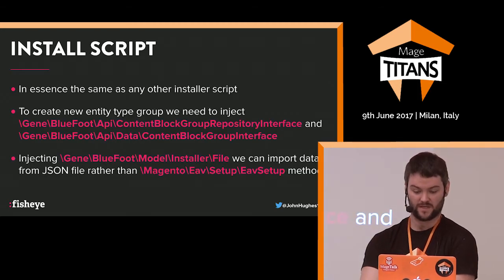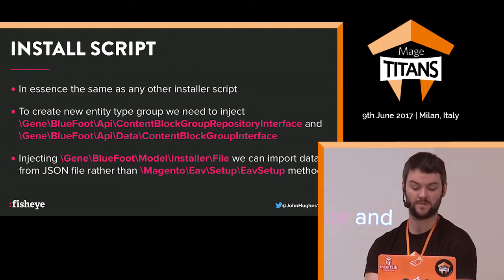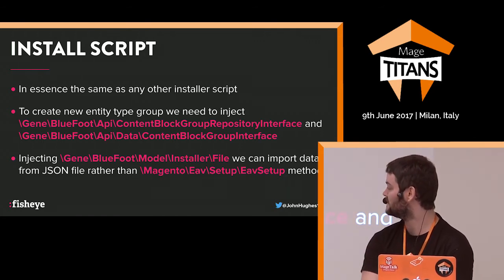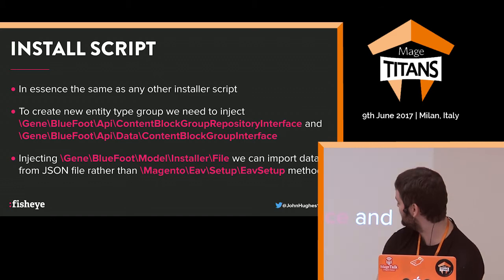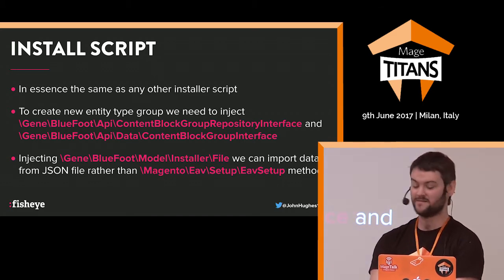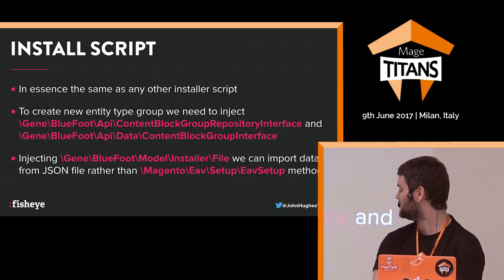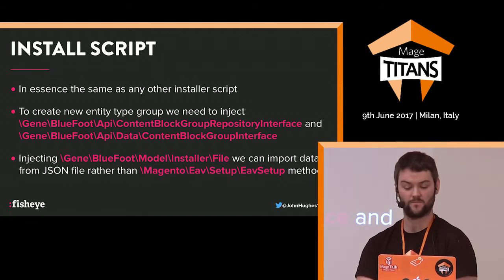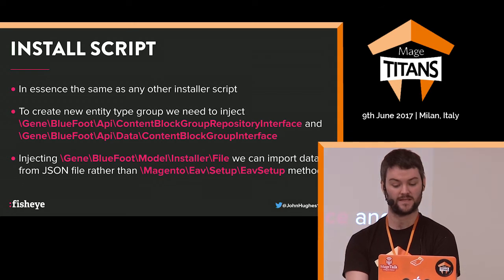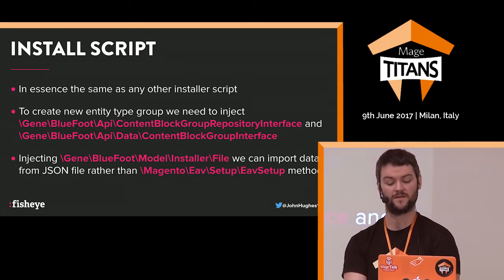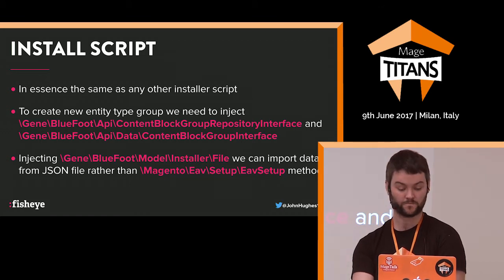Okay, so next up, our install script. Firstly, to create our new menu group, we need to inject these 2 content block group API classes you can see on the slide, or hope you can see on the slide. And also by injecting the BlueFoot installer file model, we can streamline the import process by installing data from a JSON data source rather than having to add everything manually as you normally would via the EAV setup class methods.